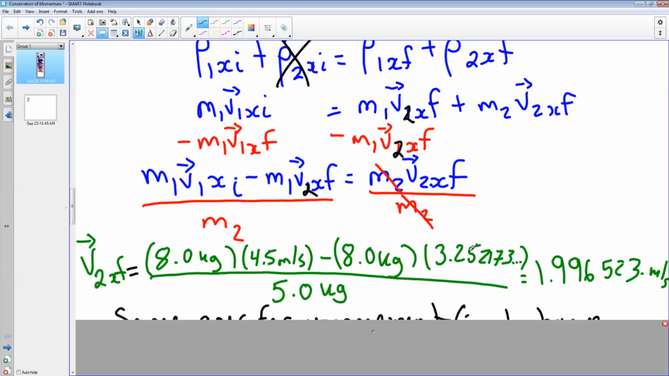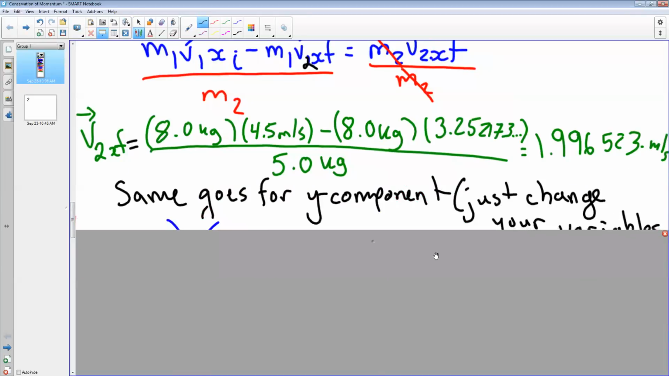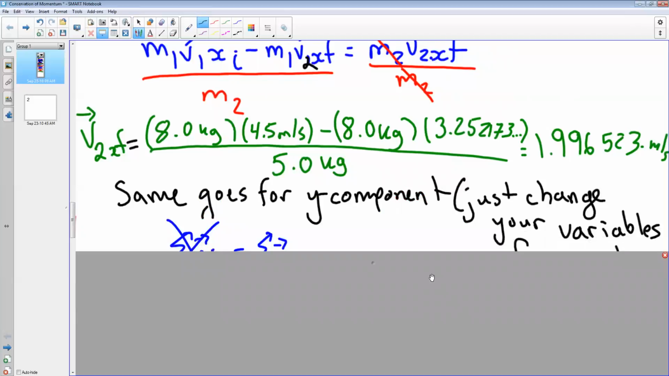And that's one of the things that you could have done right now if you wanted to. It would actually be more of an accurate answer, but in the end, it still rounds up nicely. Divide by 5, you get 1.996523 really meters per second. Same goes for the y coordinate. Just change your variables now.